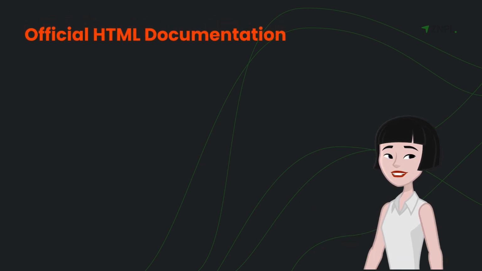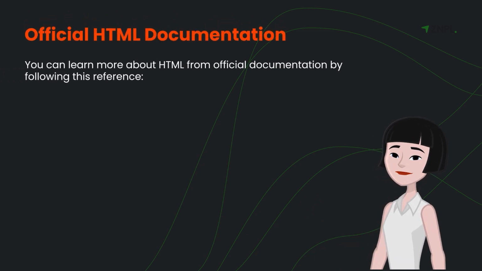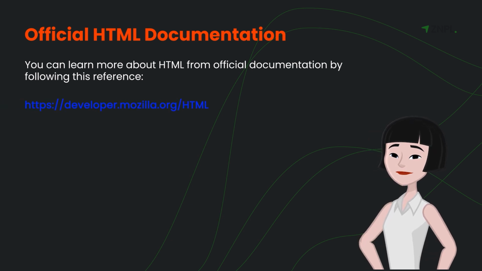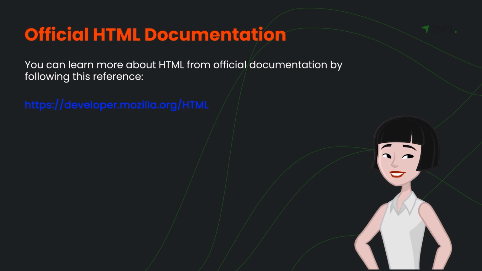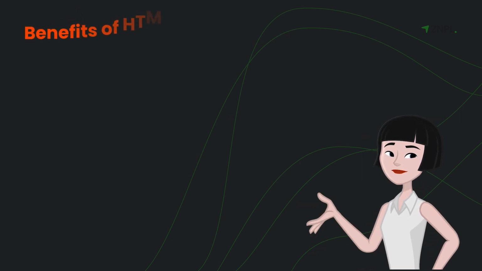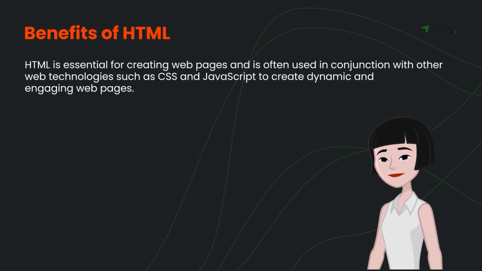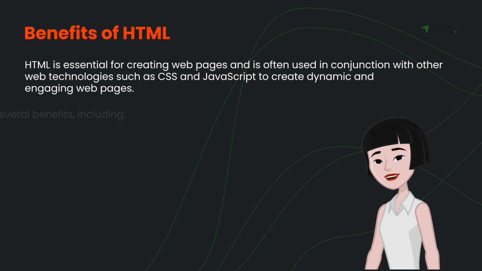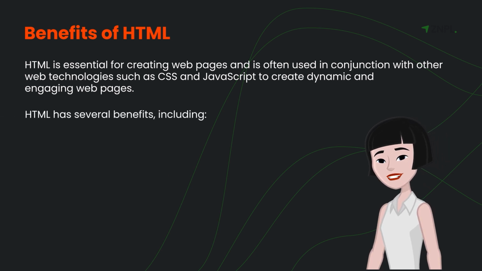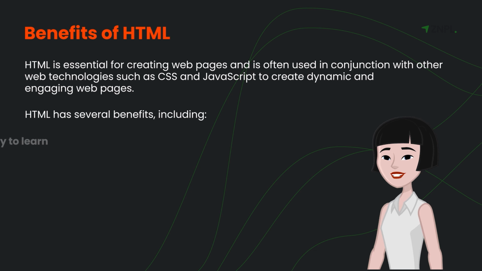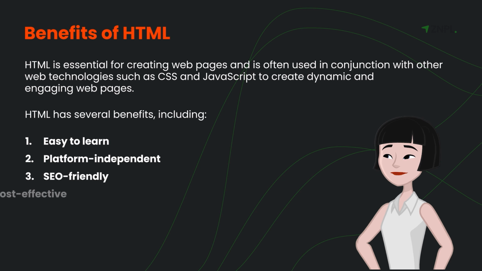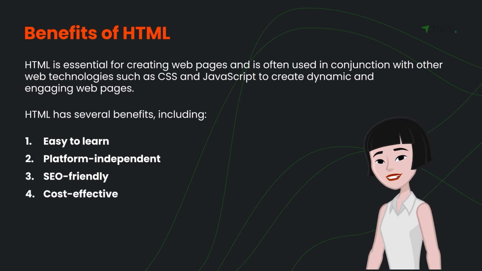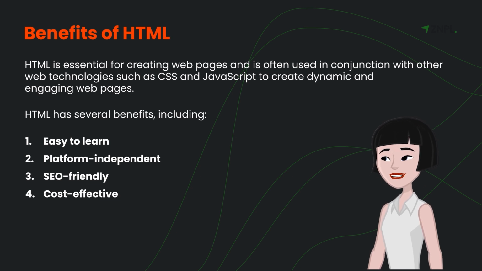Official HTML documentation. You can learn more about HTML from official documentation by following this reference: https://developer.mozilla.org/html. Benefits of HTML. HTML is essential for creating web pages and is often used in conjunction with other web technologies such as CSS and JavaScript to create dynamic and engaging web pages. HTML allows you to structure content on a web page and define its meaning and relationship to other content, making it more accessible and user-friendly.